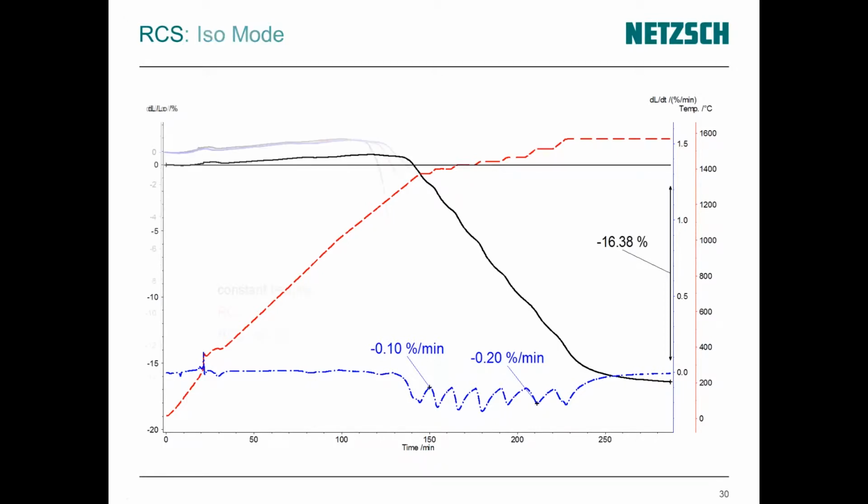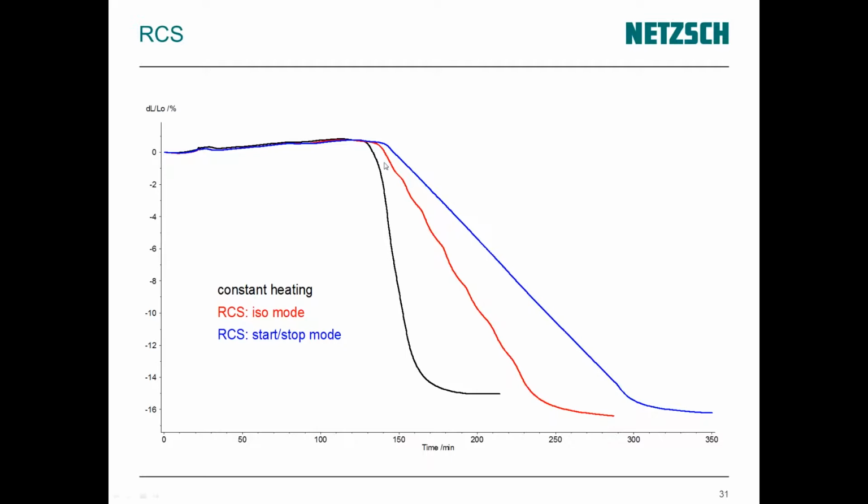So here you see in black again the measurement with a constant heating rate, so the sintering rate is variable, and in red we have the measurement with constant sintering rate between 0.1 and 0.2% per minute, the so-called ISO mode, and in blue we have the measurement with a constant sintering rate of 0.1% per minute, the so-called start-stop mode. What you can see here is that at the end you receive a higher shrinkage level using RCS, so a higher densification of the sample.